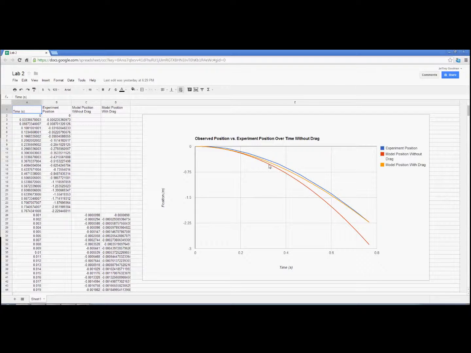Here you can see that without drag, the object fell much faster than it would have with. And here with drag, it compares very closely to my experimental position. Although it begins and ends at the same positions, in the middle they vary slightly. I have no clue as to why this occurred.